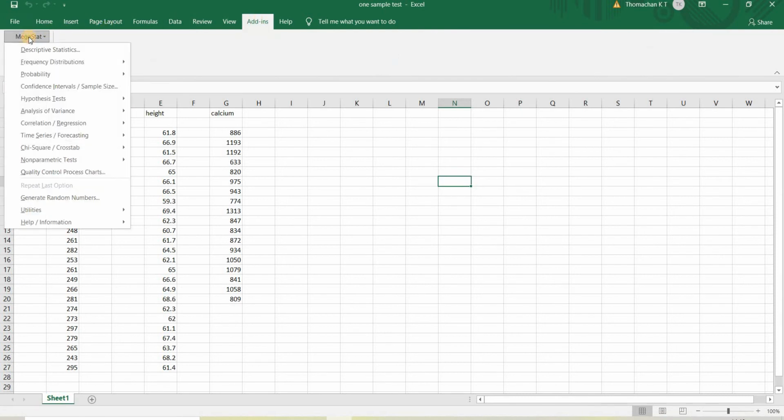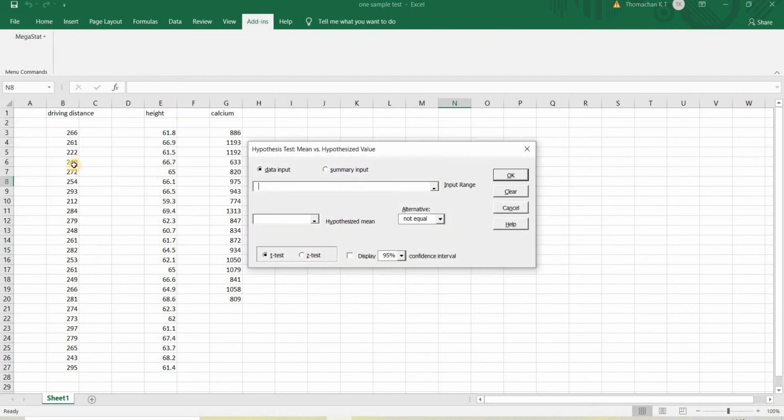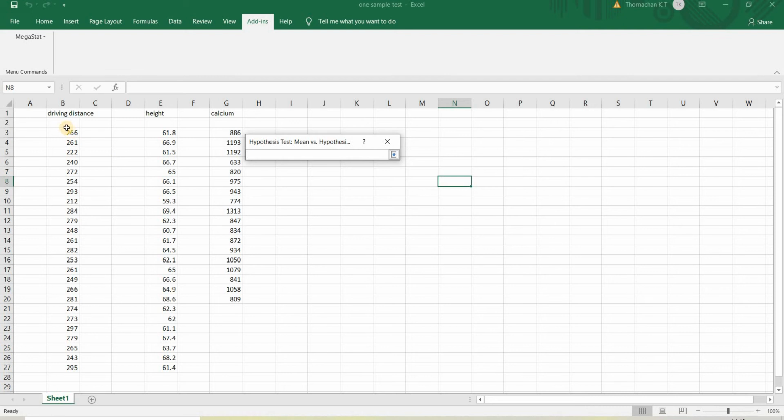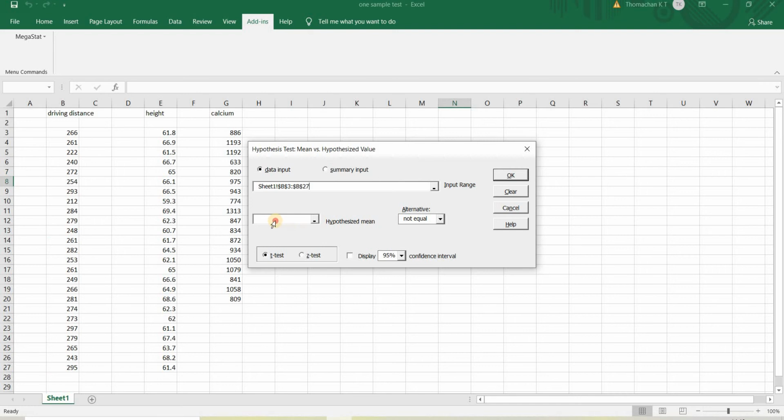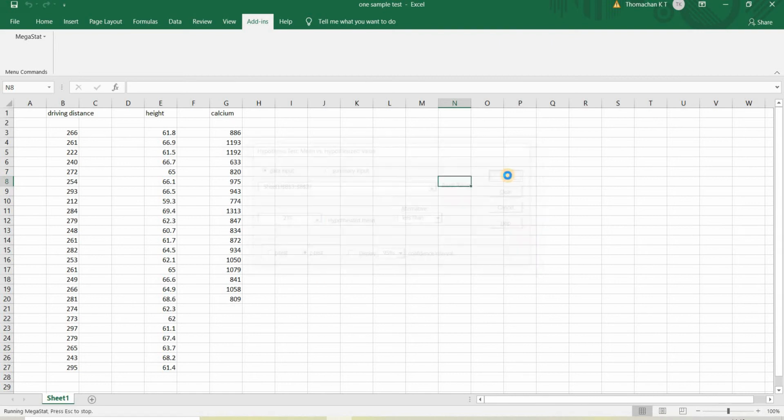Go to Add-Ins, MegaStat, hypothesis test, mean versus hypothesized value. Select this driving distance. Then hypothesized mean is 275. Alternative is less than. What we are doing here is the Z test. I give OK.